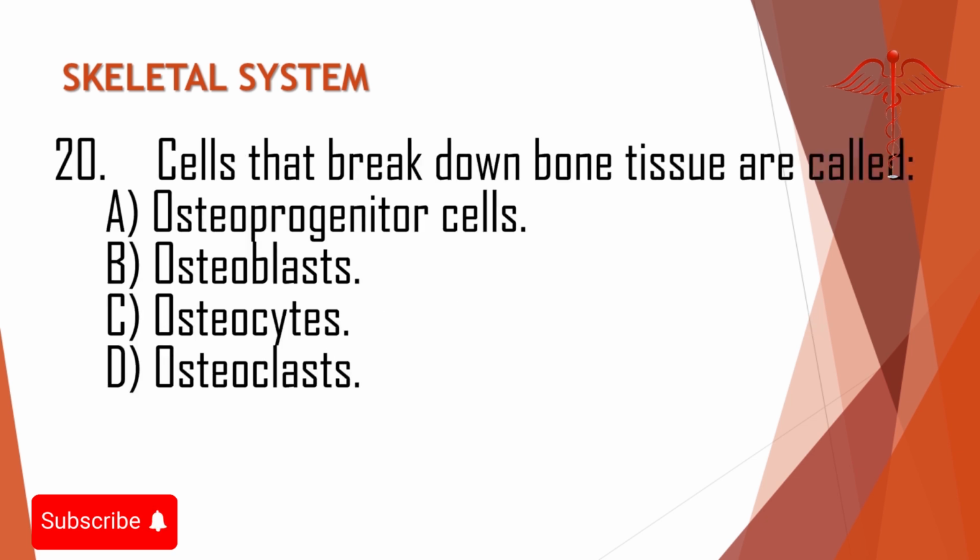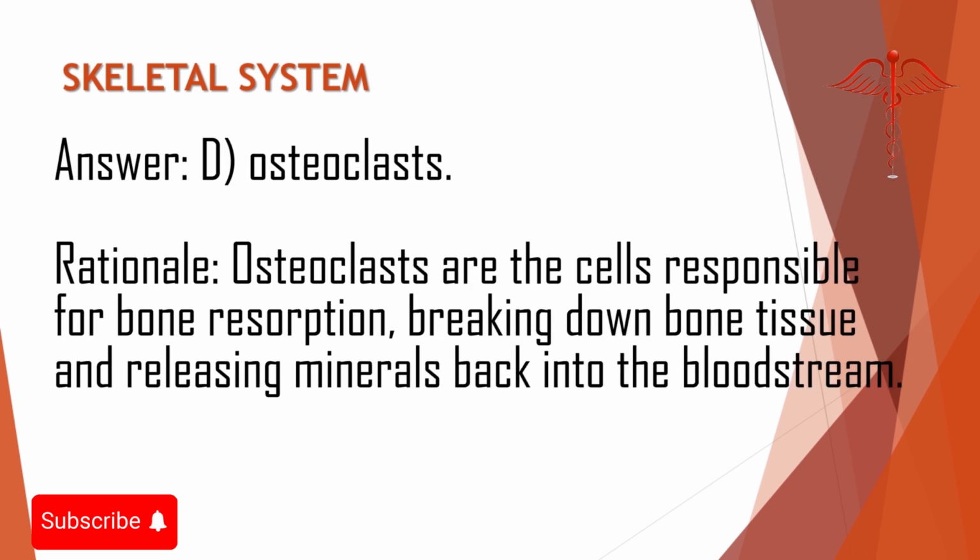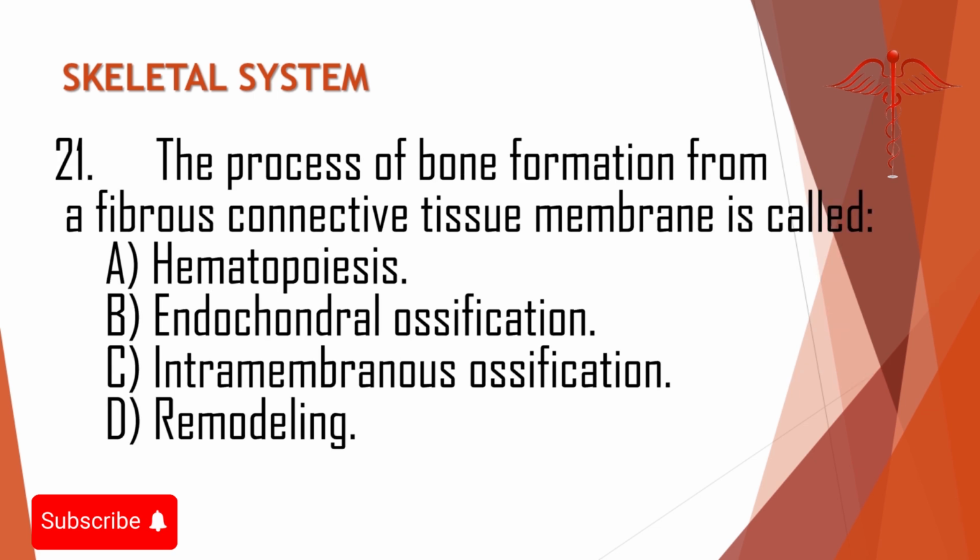20. Cells that break down bone tissue are called A. Osteoprogenitor cells, B. Osteoblasts, C. Osteocytes, D. Osteoclasts. Answer: D. Osteoclasts. Rationale: osteoclasts are the cells responsible for bone resorption, breaking down bone tissue and releasing minerals back into the bloodstream.